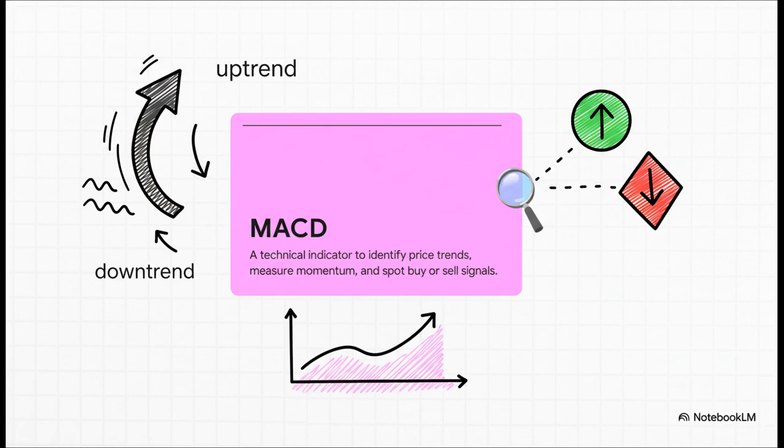It's built to do three things, and do them really, really well. Show you which way the trend is going, tell you how strong that trend is, and give you a little nudge when it might be time to buy or sell.